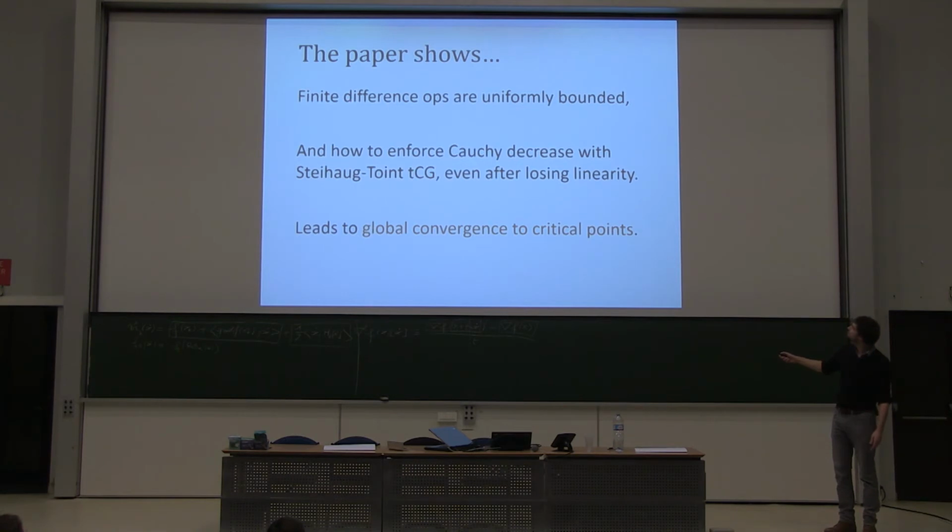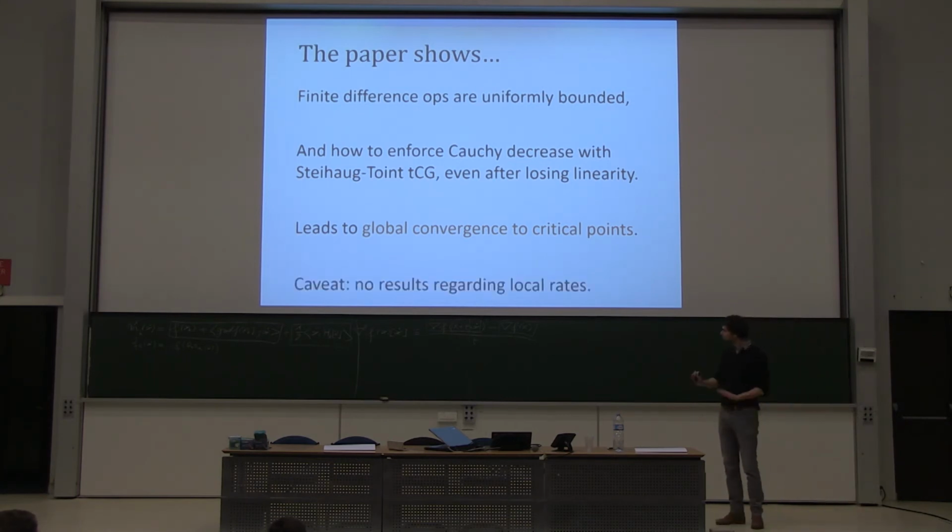So we show that the finite difference operators are indeed bounded, which you need to control the errors. We show that if you take what people usually use to minimize the inner problem, and you just modify it to be sure that you do at least as well as this minimization along minus the gradient, then you get the sufficient decrease, even though it's nonlinear. And with both of these things, you can show that you get global convergence to critical points.